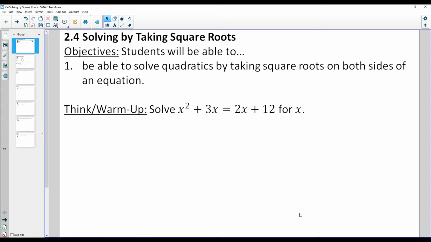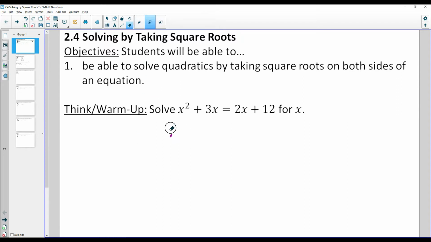Hey guys, welcome back, and today we're going to be talking about 2.4, which is solving by taking square roots. And for our warm-up here, I just have: solve x squared plus 3x equals 2x plus 12 for x. And this is kind of just to jog our memory.